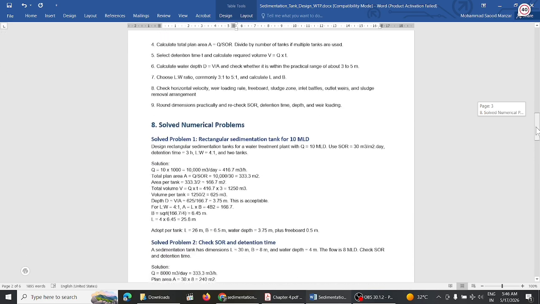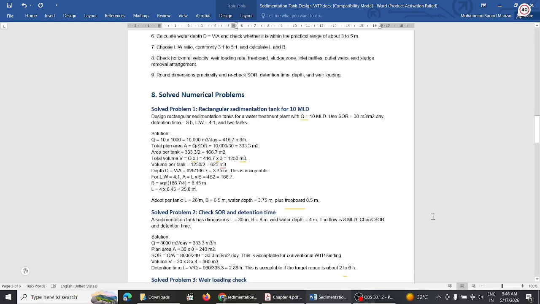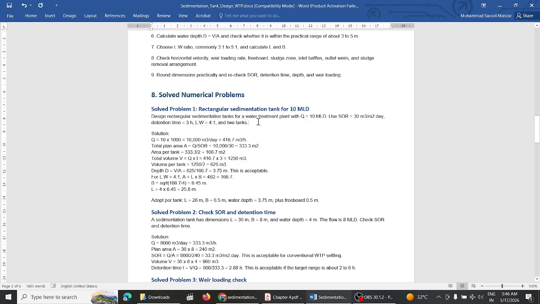Now these are certain problems here. For example, you have to design a circular sedimentation tank for a water treatment plant with Q equal to 10 MLD, which means 10 million liters per day. You will use an SOR of 30 cubic meters per square meter per day. Detention time is 3 hours, already given here, and we have to design for 2 tanks. So first of all, we find Q in terms of cubic meters per hour.